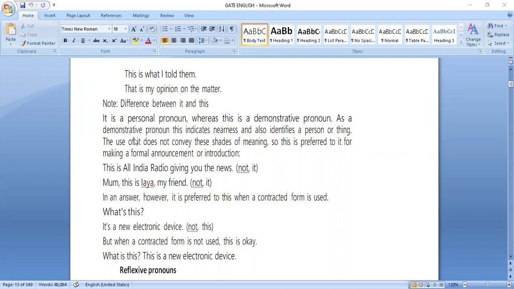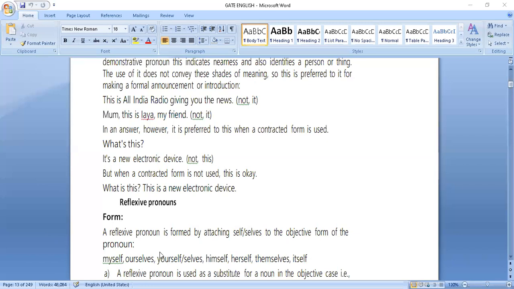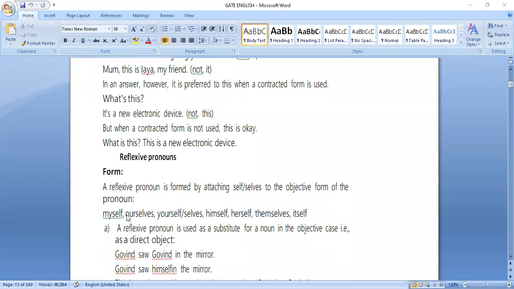This is a new electronic device. Reflexive pronoun. What is a reflexive pronoun? What are the forms? A reflexive pronoun is a form made by attaching self or selves to the object form of the pronoun: myself, ourselves, yourself, himself, herself, themselves, itself.